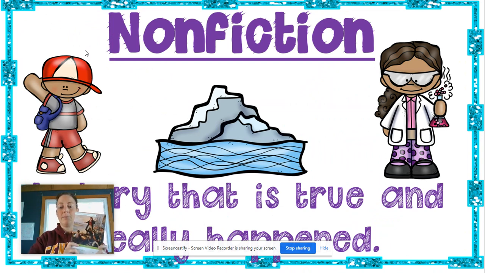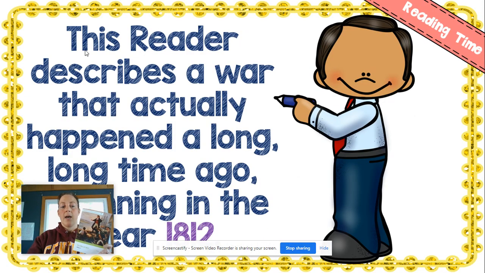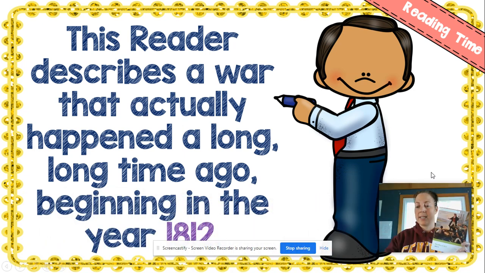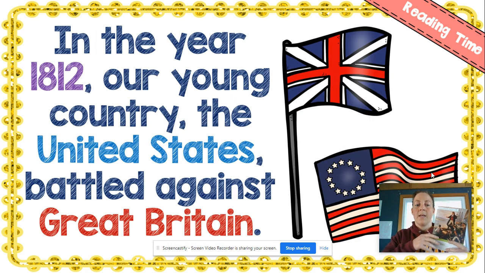Again, nonfiction means that the story is true and what is being written is something that actually happened. Something that really did happen means nonfiction. This reader describes a war that happened a long time ago, in the year 1812. This was the year that the United States was working to gain their freedom from Great Britain. We were a young country then, not very old at all. We had the 13 colonies, and we were battling against Great Britain because we didn't want to be under their control anymore.